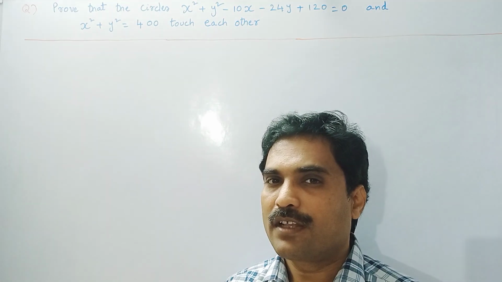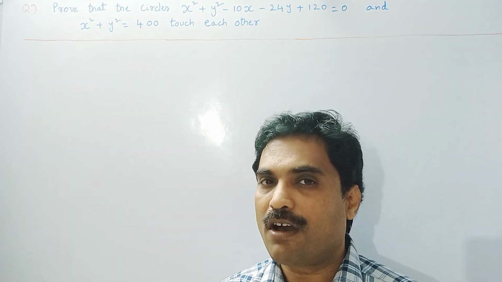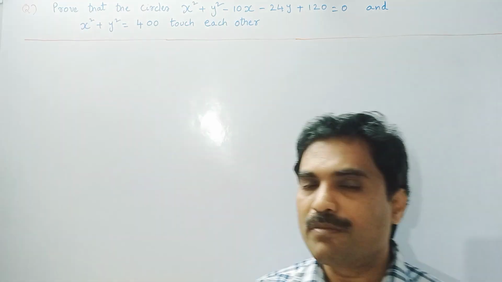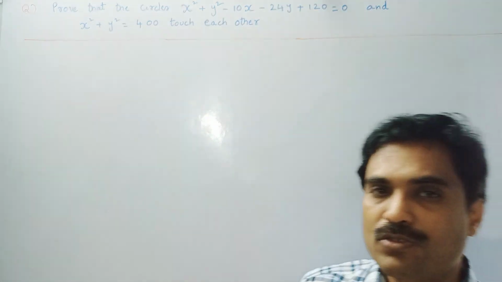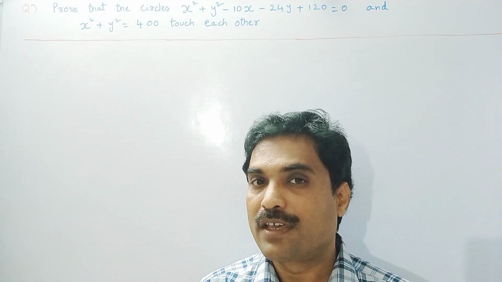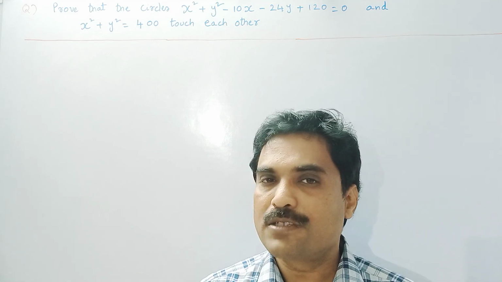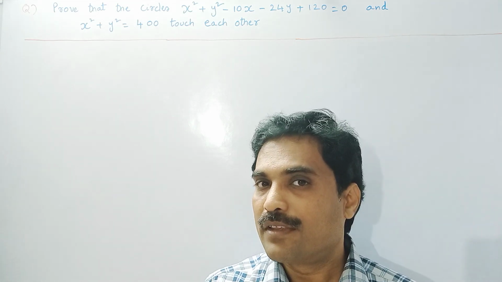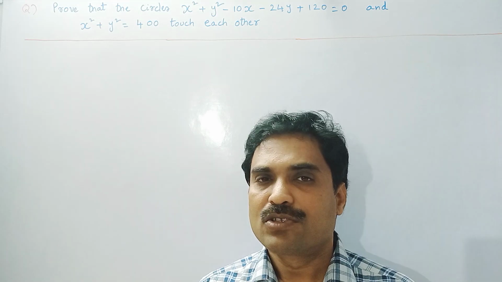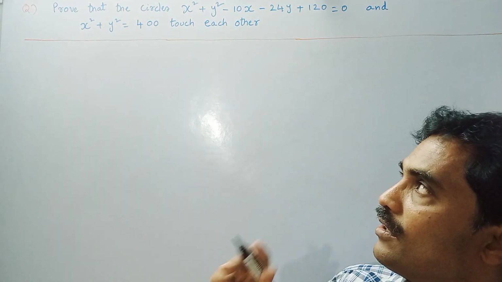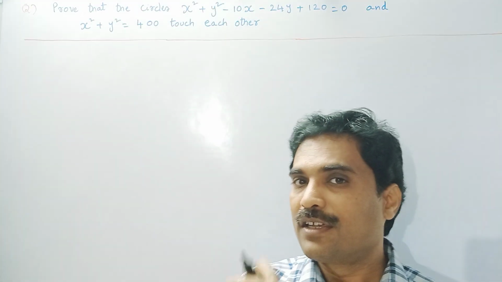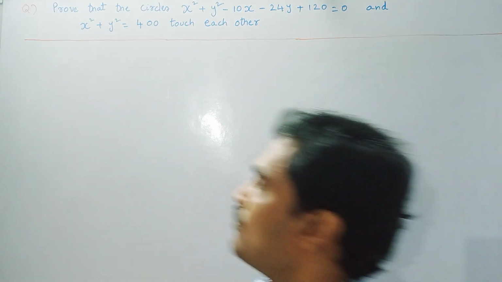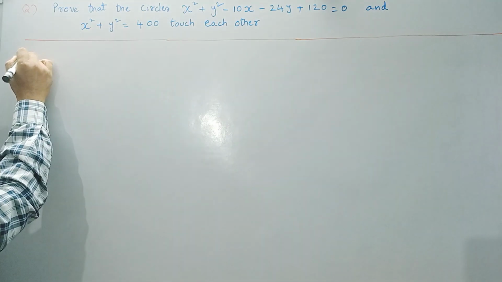That means either they touch each other externally or internally. Externally means the distance between the two centers equals the sum of their radii. Internally means the distance between the two centers equals the difference of their radii. So from these two, either you should show externally or internally. So we'll do this solution.